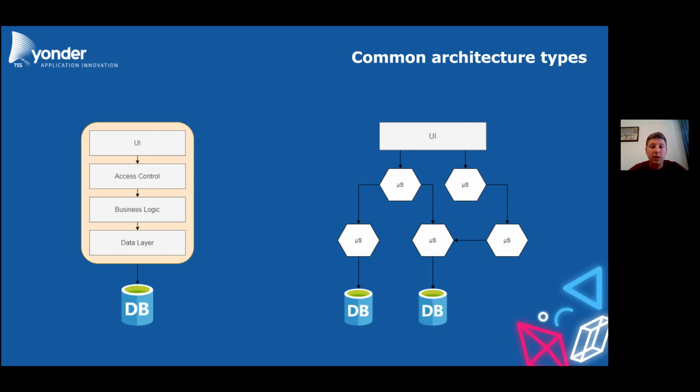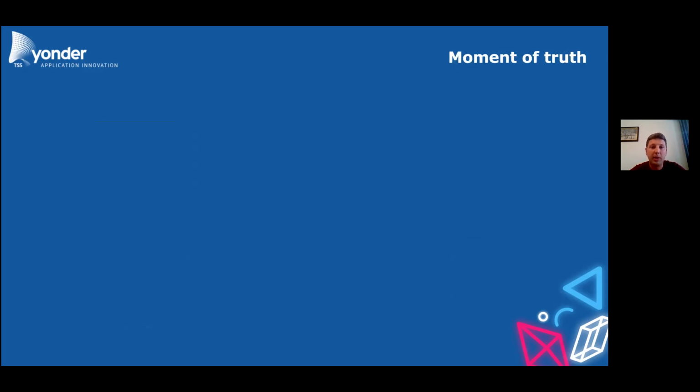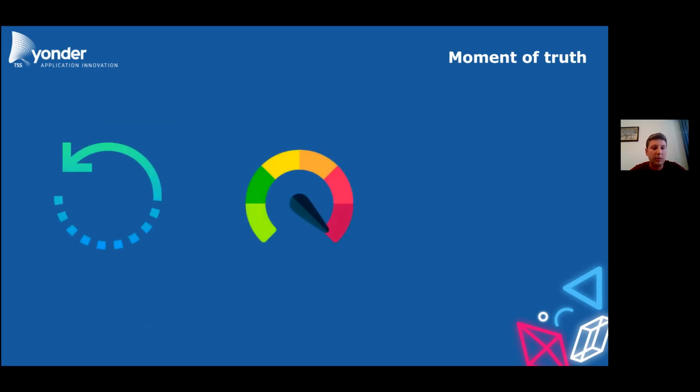Okay, so we managed to finish developing our application, and we are ready to go live. And we see that we have a lot of pending animations. We have poor response. We have bad response time. We have poor user experience for our application. What do we do now?